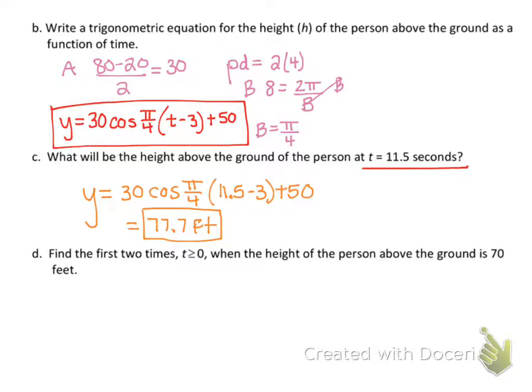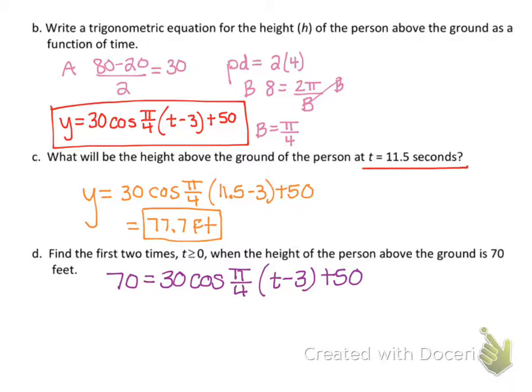Alright, the last question, it says, find the first 2 times when t is greater than or equal to 0 when the height of the person above the ground is 70 feet. So now it says 70 feet, which is our y value. So we are going to do 70 equals 30 cosine pi over 4 (t minus 3) plus 50. So what we're going to do is we're going to actually graph it, and we're not going to solve this. We're going to graph to solve for t.